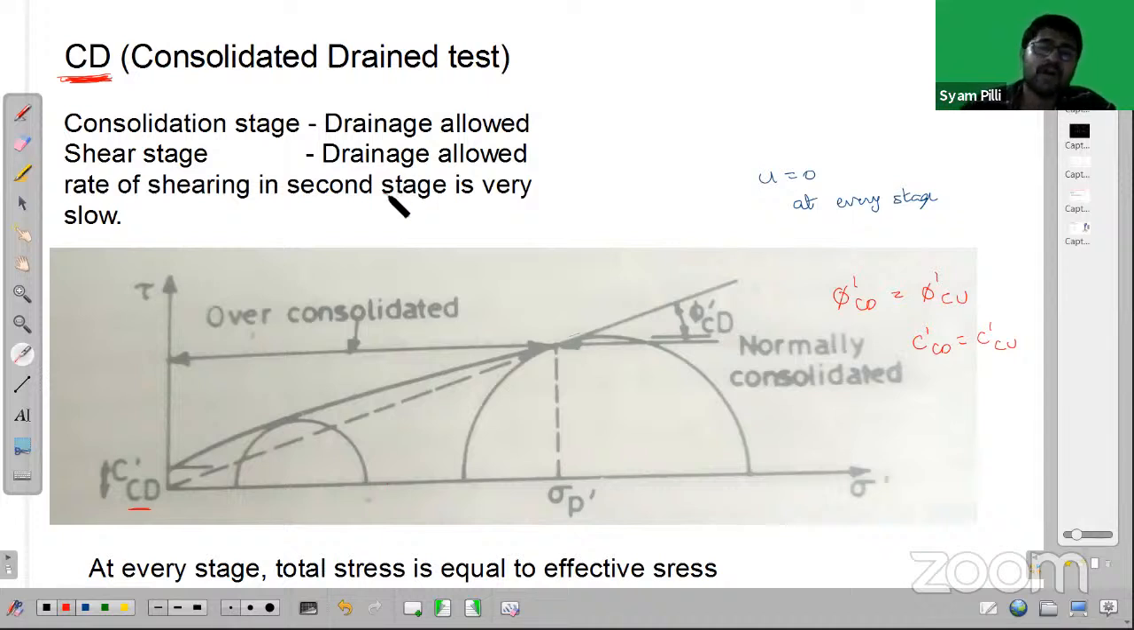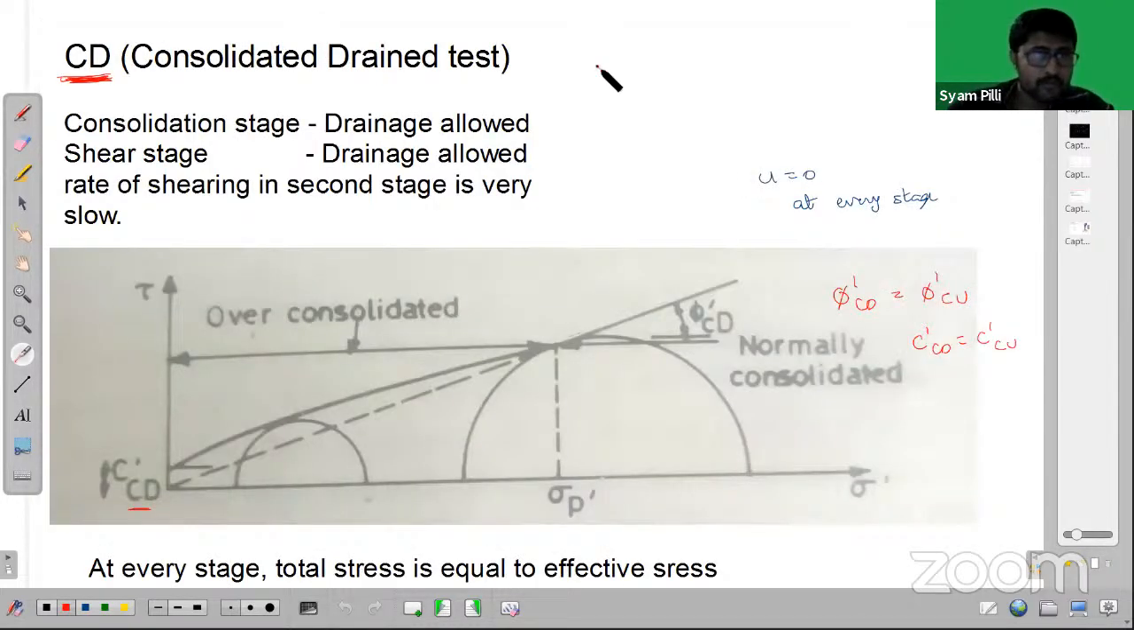Whenever you allow the water to go out, soil gets stiffened, strength increased. पानी को बाहर नहीं जाने दे रहे तो strength बढ़ेगा ही नहीं. So that's why the shear strength parameters that we get in CU test will be generally lesser than this drain test, CU test and CD test. Fine. Yeah.